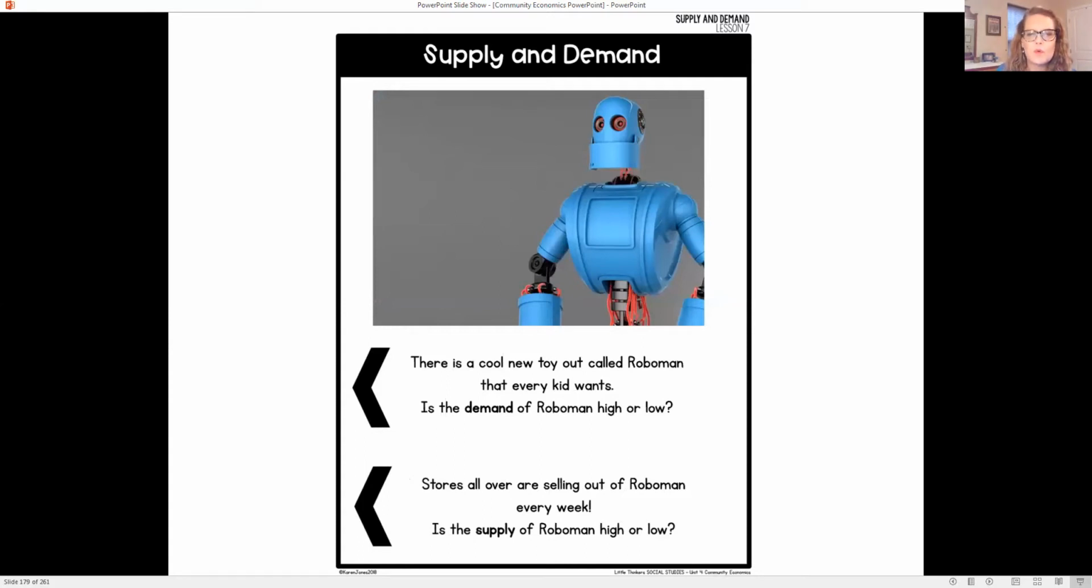There is a cool new toy out called Roboman that every kid wants. Is the demand of Roboman high or low? Since so many kids want that toy, the demand is high. Stores all over are selling out of Roboman every week. Is the supply of Roboman high or low? So if you walk into a store and you can't get a Roboman, then that means the supply is low.